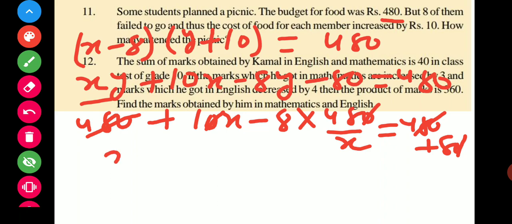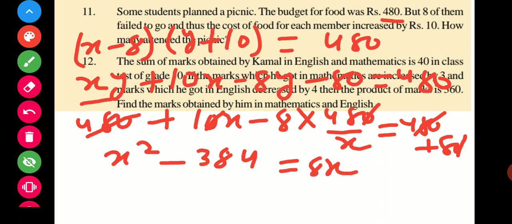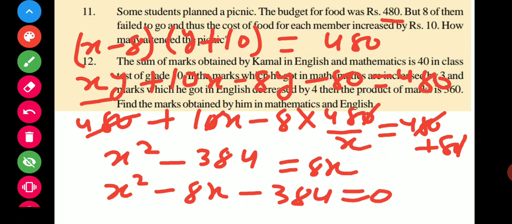So we get here x square, taking the LCM, x square minus, so multiplying this we get 384 and is equal to 8 of x. Now transfer to left hand side. I've got x square minus 8 of x and minus 384 equal to 0. Now do the factor of this one. इसके factor करने हैं आपको, मैं factor करके दिखा रहा हूँ. Factor is 24 and 16. So you can do this factor.